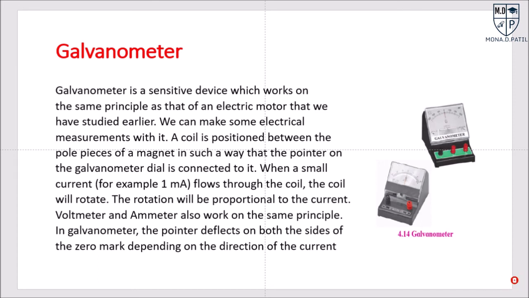In a galvanometer, the pointer deflects on both sides of the zero mark depending on the direction of the current. So the galvanometer shows the direction of current. As we have seen, a voltmeter is for measuring the potential difference and an ammeter is for measuring the current.